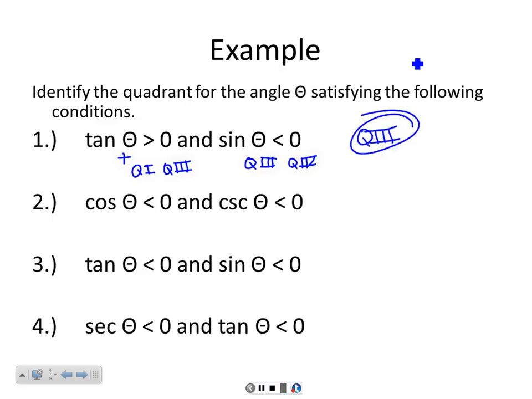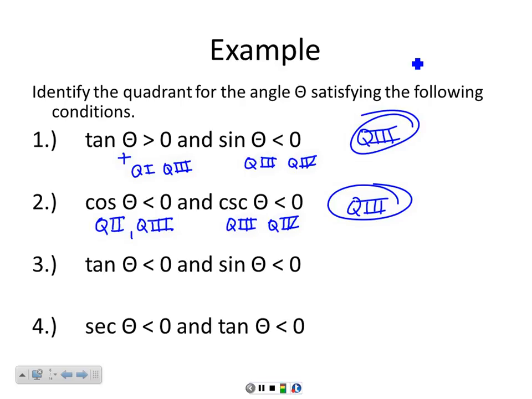Alright, cosine is less than 0, so that's going to be negative. Where is cosine negative? That's going to be quadrant 2 and quadrant 3. Cosecant is going to be negative, so that's going to be quadrant 3 and quadrant 4. So where's the overlap? Quadrant 3.